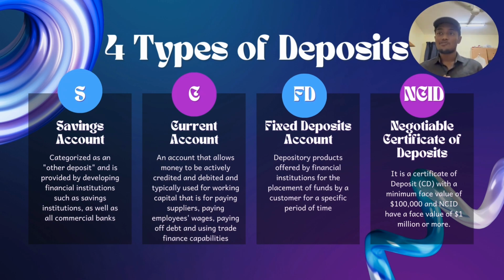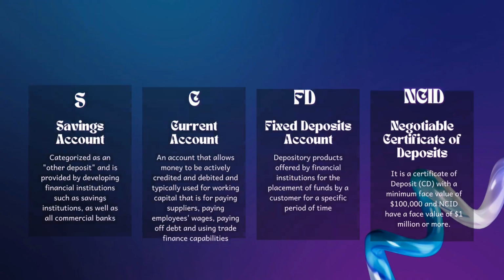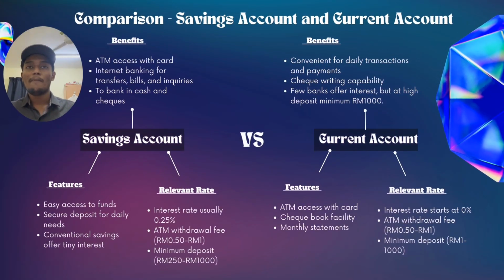And the final type of deposit is the negotiable certificate of deposit. It is a certificate of deposit with a minimum face value of $100,000, and NCDs have a face value of $1 million or more. So next we will be comparing the savings account and the current account, starting with savings account benefits. So they are different in benefits.